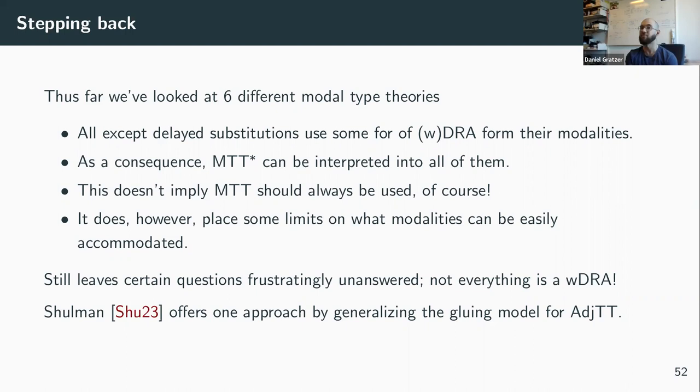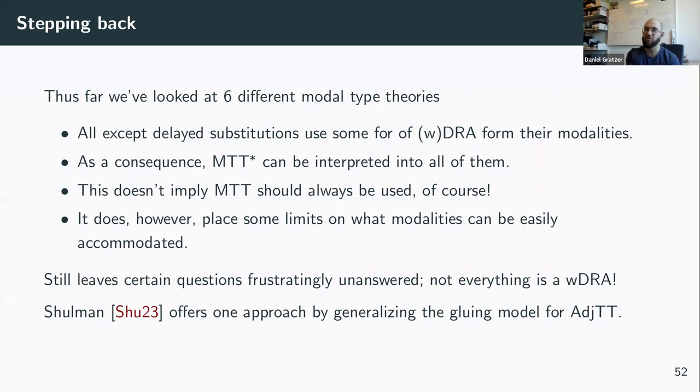And as a consequence of this, a type theory built on weak DRAs like MTT can be interpreted into all of them. There's, you know, there's an asterisk here. It turns out that not every type theory will include all crisp induction principles. So MTT minus minus, perhaps.